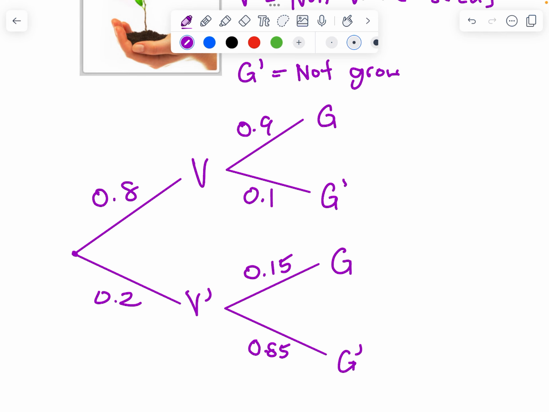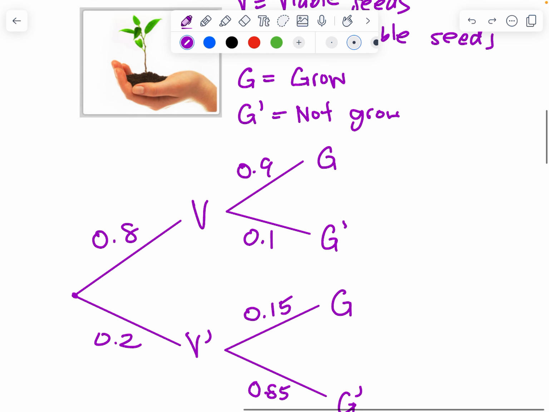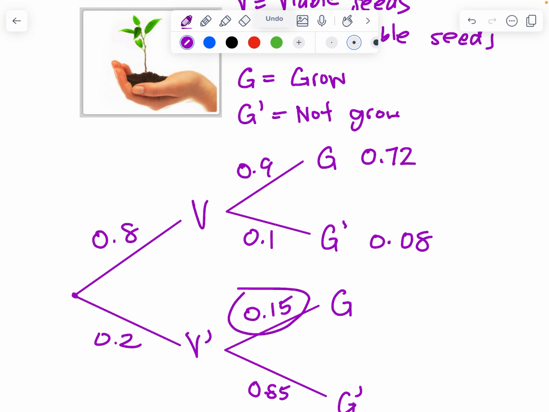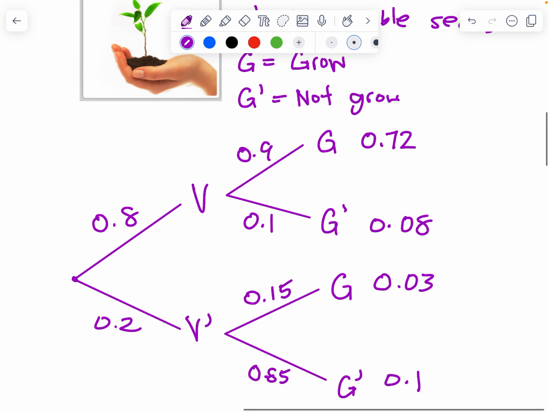Once we've drawn this diagram, we also want to multiply everything. Just to make things clear, what I meant was to multiply, we want to do like 0.8 times 0.9. So 0.8 times 0.9 is 0.72. 0.8 times 0.1 is 0.08. 0.2 times 0.15 is 0.03. And 0.2 times 0.85 is 0.17.